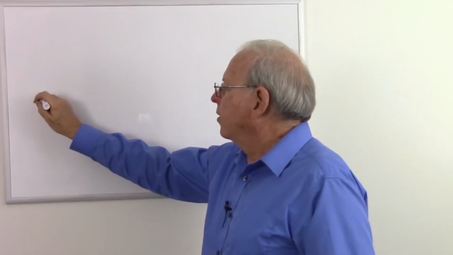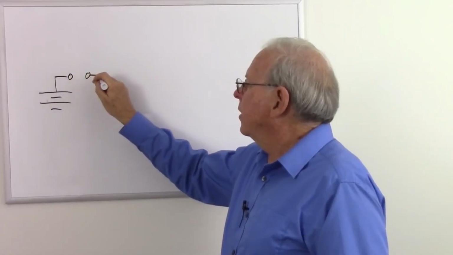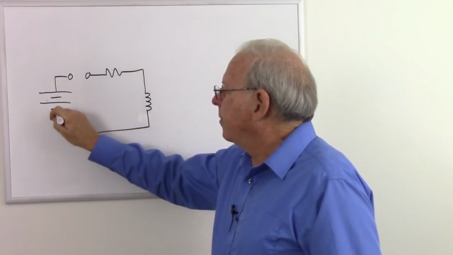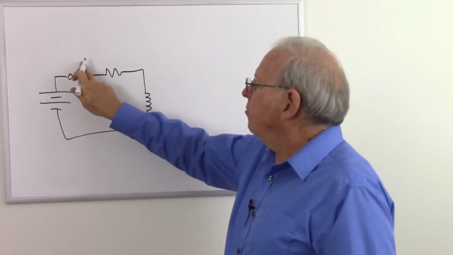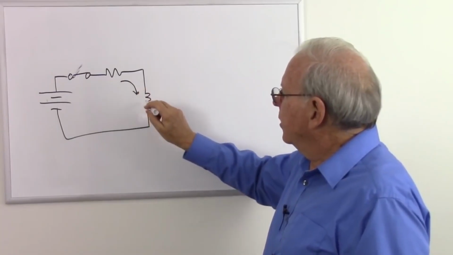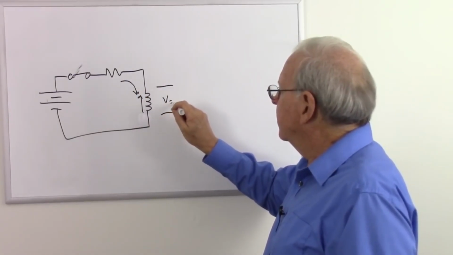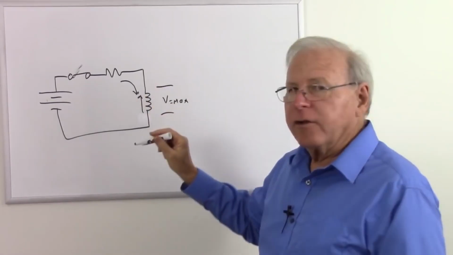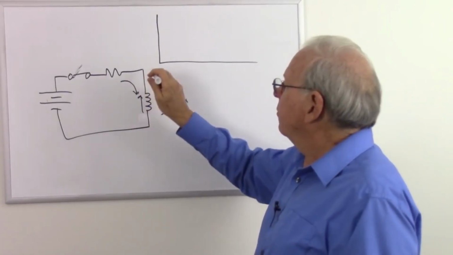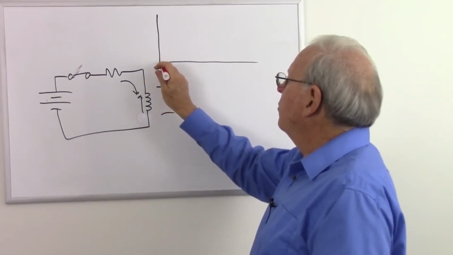So let's draw our battery here again. There's our switch, our resistor, our inductor, and back here. So when I close the switch, recall what happens. Surge of current, inductor pushes back, so I get my maximum voltage. And I get very little current. So if I draw my graph here again, at the moment I throw that switch, using red for current again, I have almost no current.